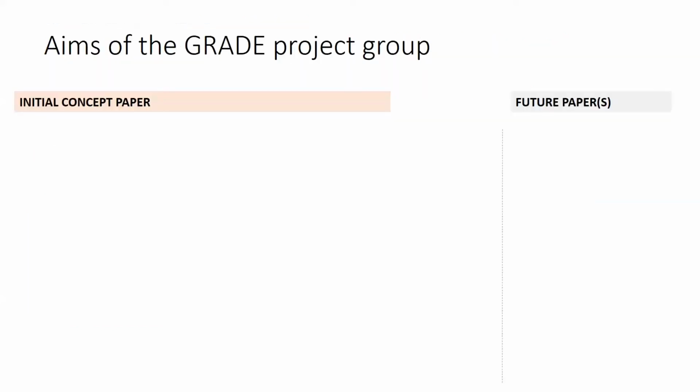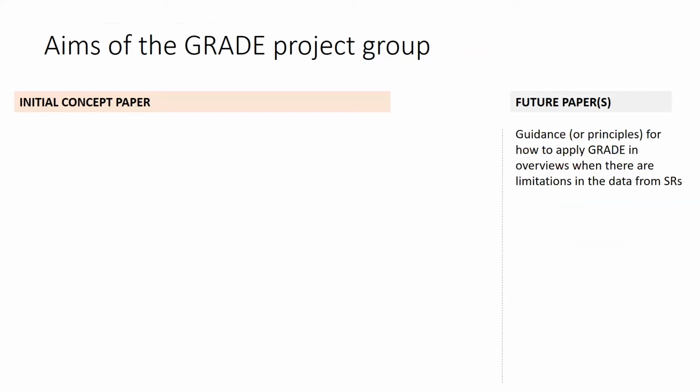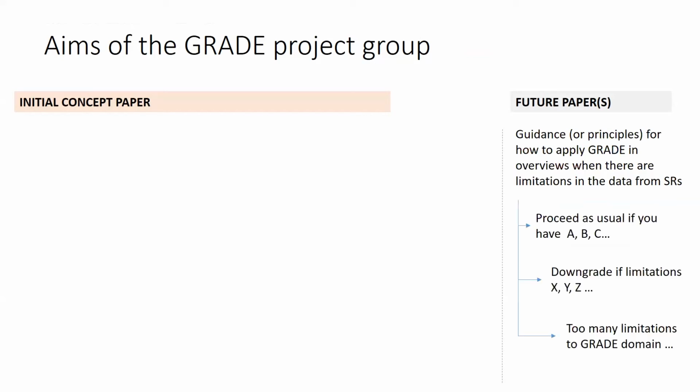So the GRADE project group has been working on some work to try to help authors of overviews address this. Specifically, the end goal of this is to provide guidance or principles for how to apply grading overviews when there are limitations in the data from systematic reviews. And that guidance might ultimately say you can proceed as usual with your grade assessment in certain circumstances. There may be circumstances where there are limitations that lead you to downgrade, and there may be circumstances where the limitations are so great that we feel that we can't apply grade.